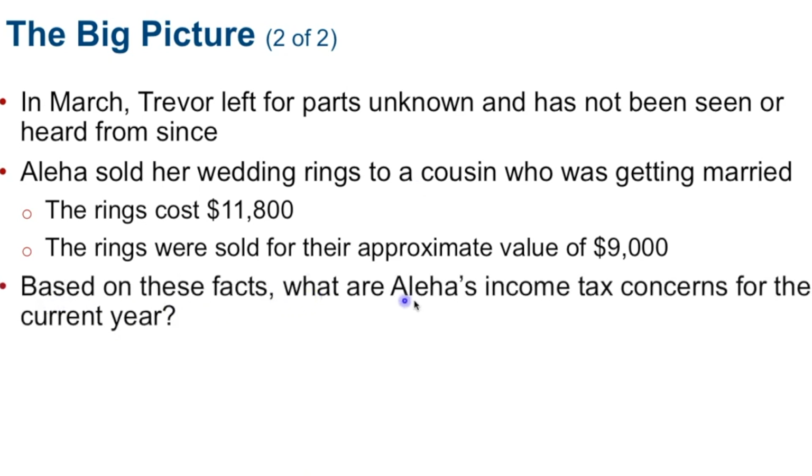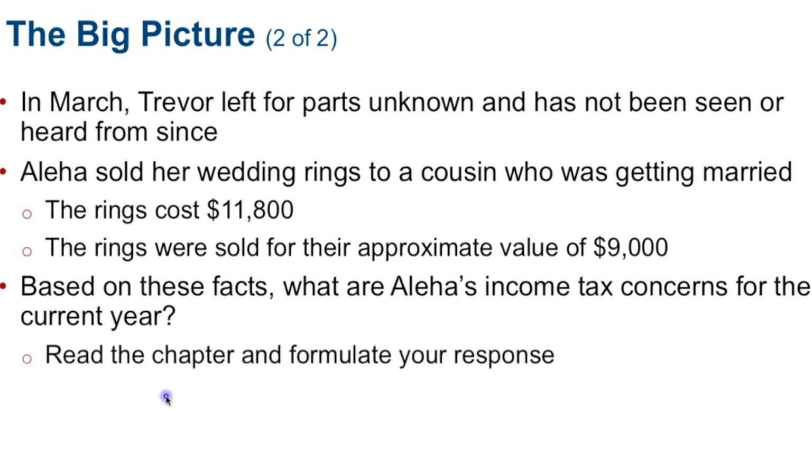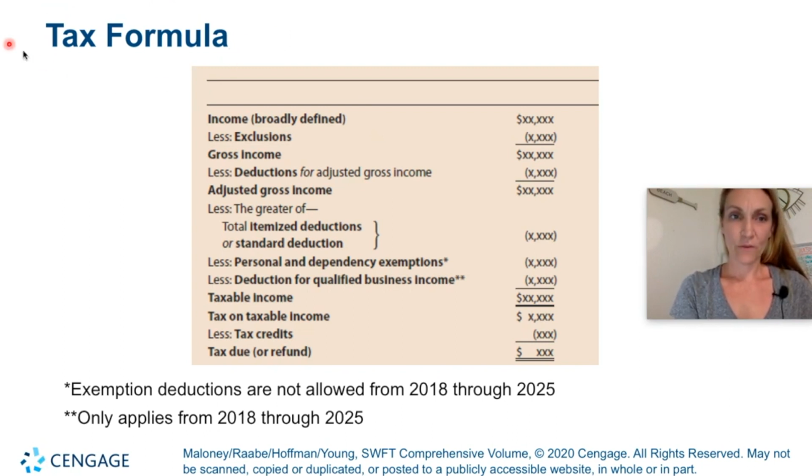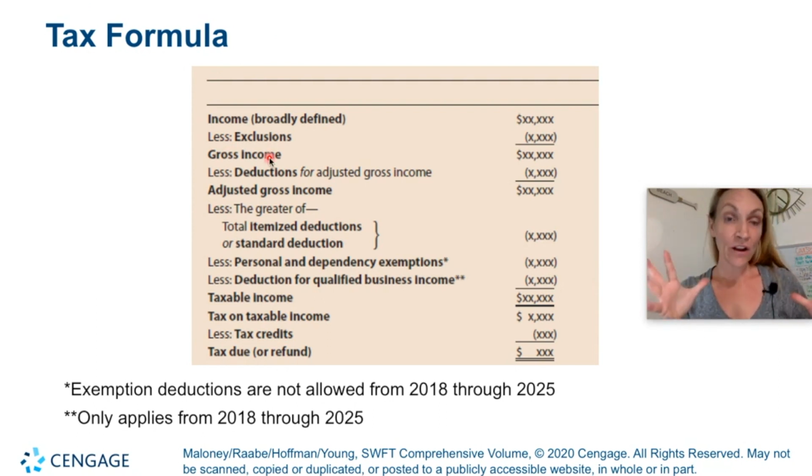Based on these facts, what are A's income tax concerns for the current year? So we're going to read the chapter and think about these situations. The tax formula. If you recall, we talked about this briefly in the last chapters. We're going to get a bit more specific about this entire formula in this chapter.